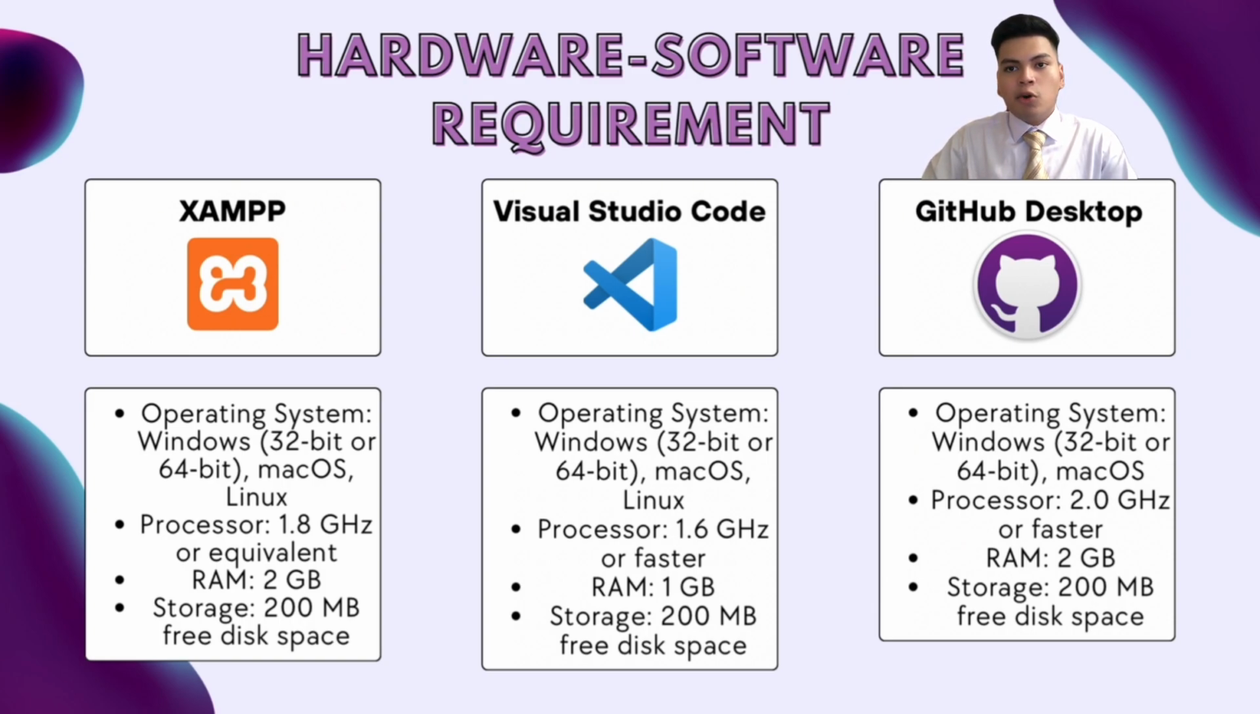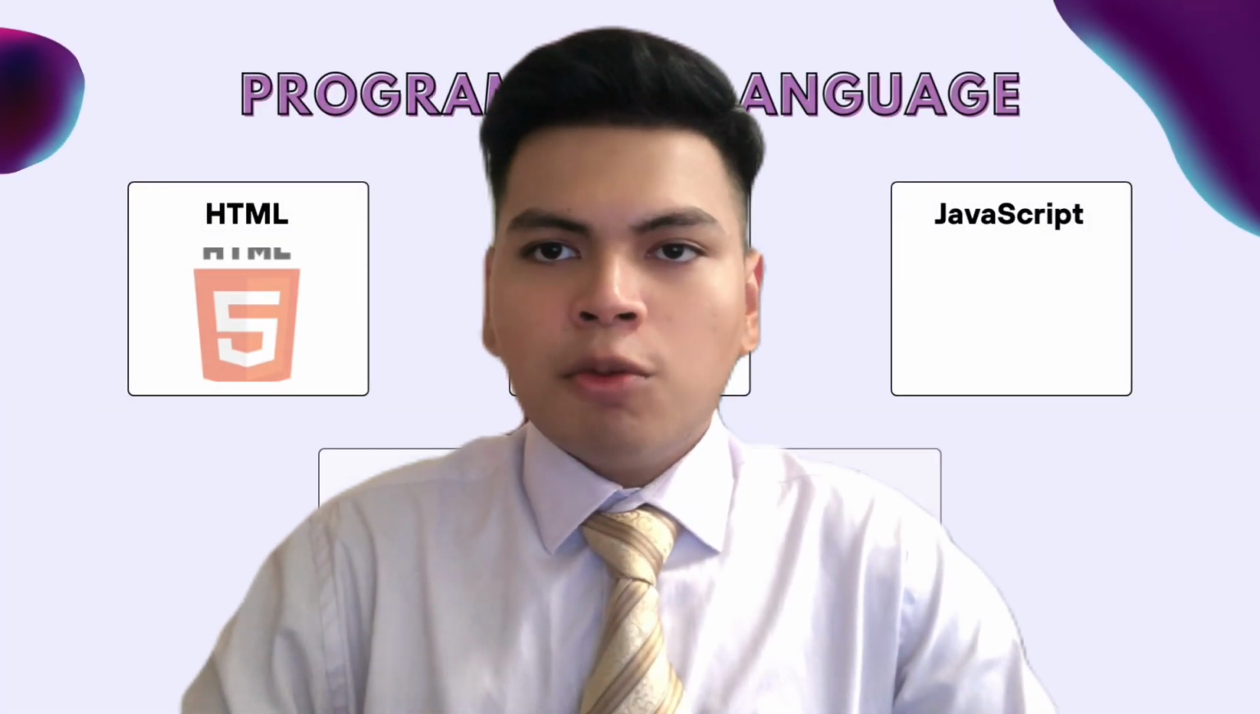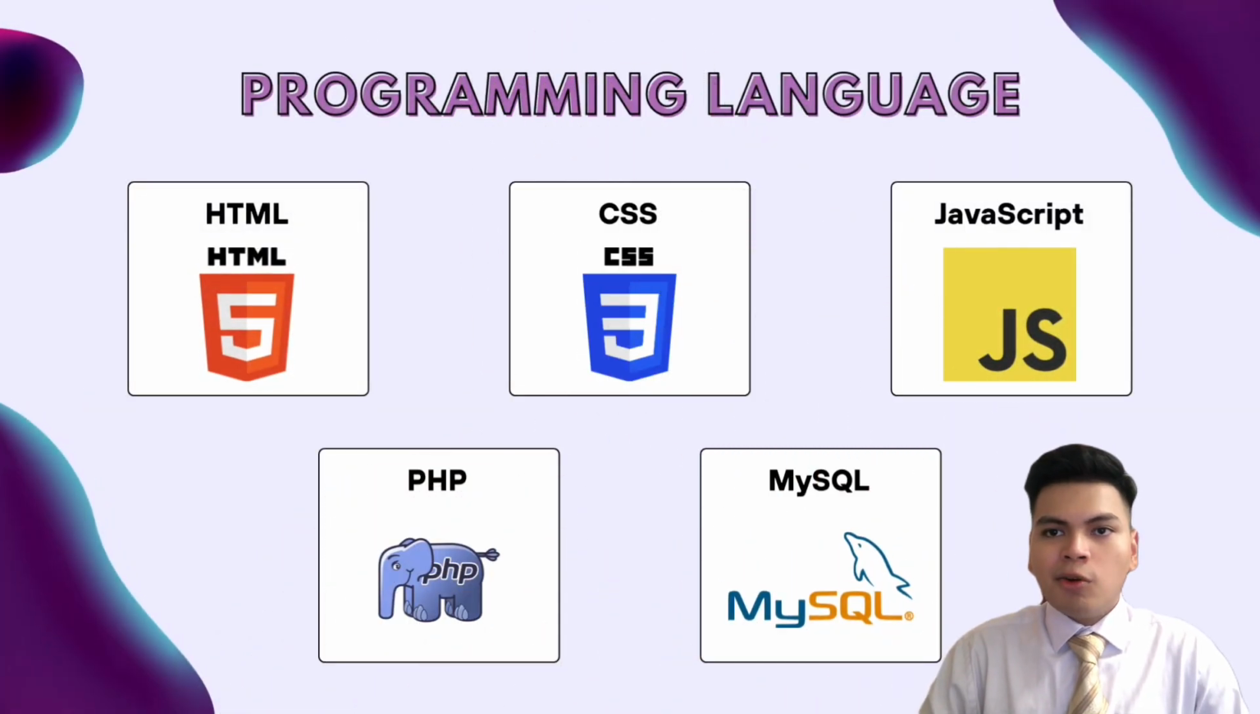So next, let's go to the programming language. There are 5 programming languages that we have utilized for executing this project: HTML, CSS, JavaScript, PHP, and MySQL. But actually, HTML and CSS are not programming languages theoretically, because HTML is a markup language and CSS is just for styling the content. JavaScript is used as the client-side language, and PHP is used as the server-side language. MySQL is used for the database.